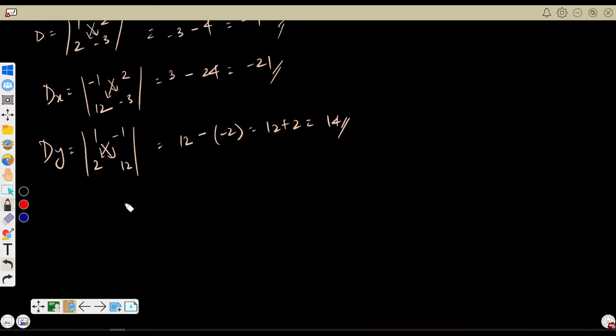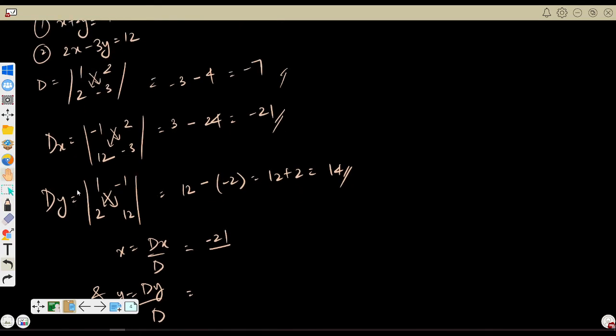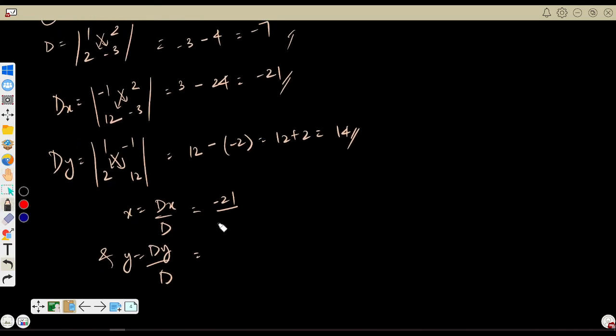Now we will find the value of x. The formula was x is equal to dx upon d and y is equal to dy upon d. So we'll just substitute the values. Dx was minus 21 divided by, I'll just take the value, it is minus 7. D value was minus 7, and for dy the value is 14 and d is minus 7. If you simplify this, minus minus will get cancelled. 7 into 1, 7 into 3 is 21. So the value is 3, and in this case the value will be minus 2. So these are the required answer.